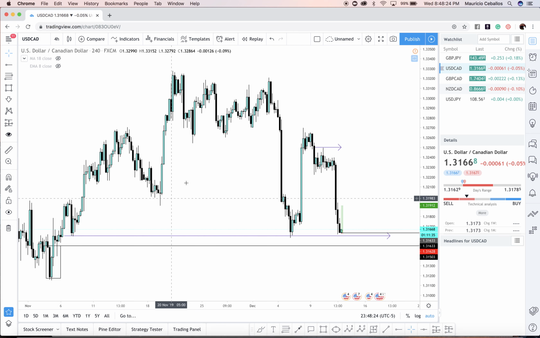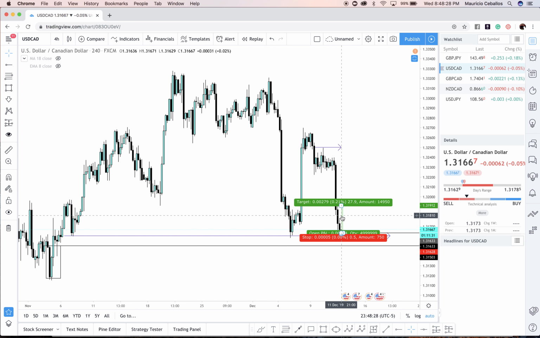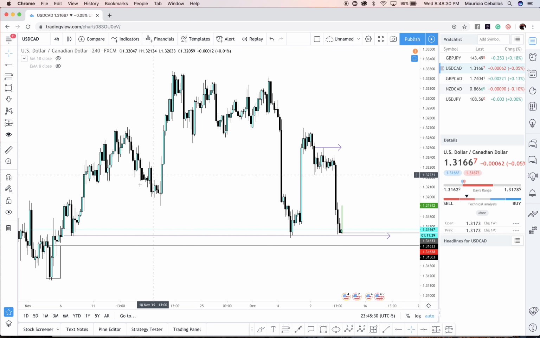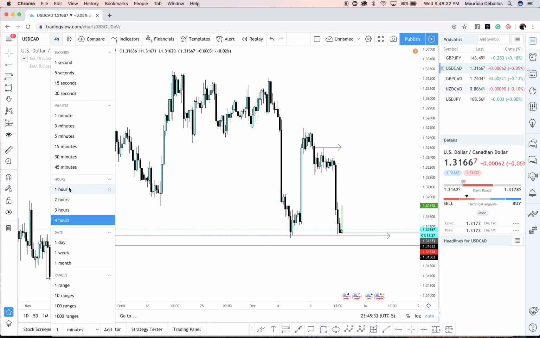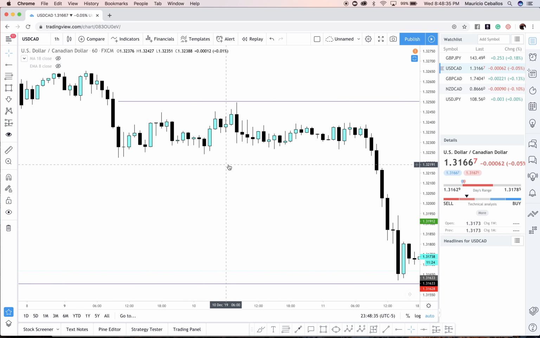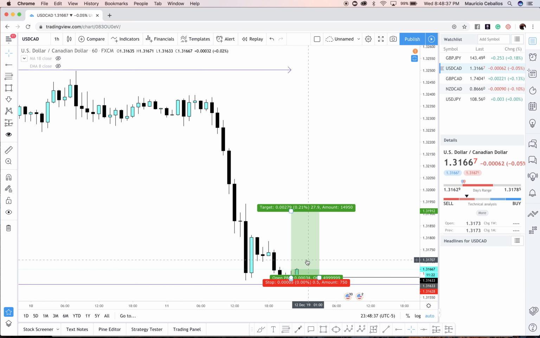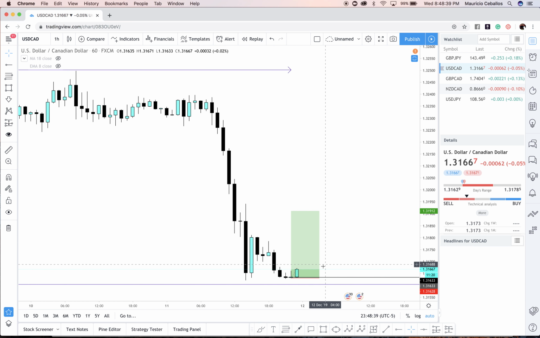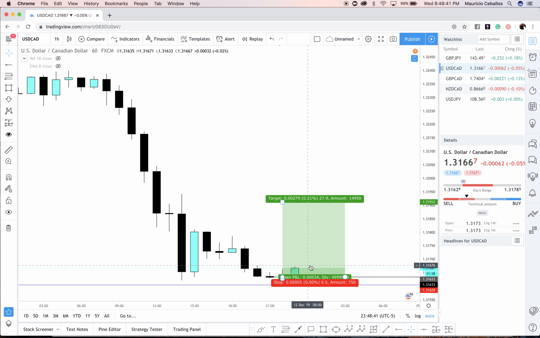Today is December 11th. I want to go ahead and do a quick recap on USD CAD and just show you guys what you can actually do. This is a trade that I'm looking forward to doing. I'm actually already in it, but I want you guys to see the risks inside of it. Okay, so it's a 0.05 risk and it's a profit of 27 pips.